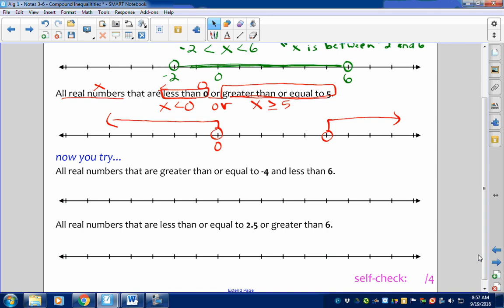Alright, we're going to do these next two together just for a couple more examples here. It says all real numbers that are greater than or equal to -4. So all real numbers would be x that are greater than or equal to -4, and less than 6. So that's going back to all real numbers less than 6. So there's one way to write it.